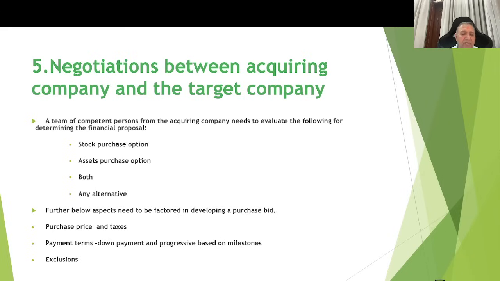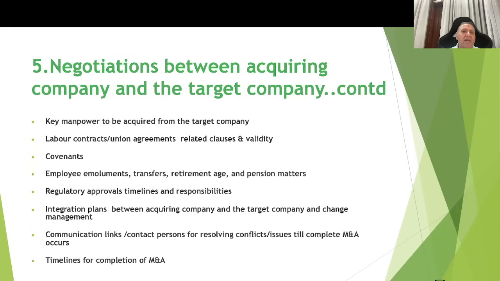Purchase price and the taxes, besides the negotiated price, payment terms, down payment and progressive payment based on the milestones and the exclusions, and the key manpower to be acquired from the target company, labor contracts and union agreements related clauses and validity, covenants. This is the most important: what conditions are being put forth by the target company, employee emoluments, transfers, retirement age and pension matters, again a very difficult subject.